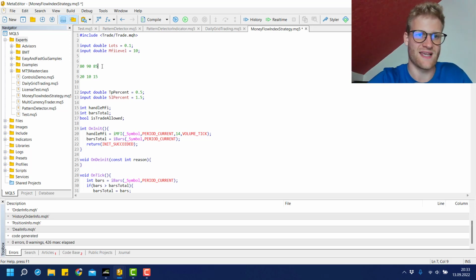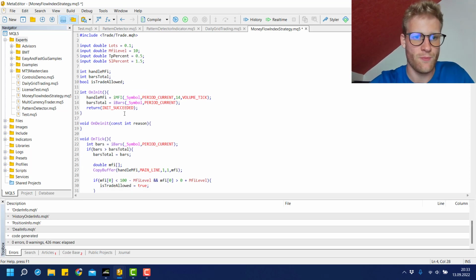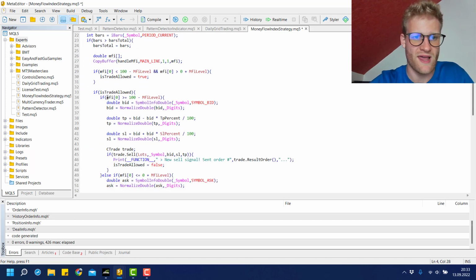So for the buy and sell level, instead of having two parameters, we could have only one and say the sell level is always 100 minus the MFI level, and the buy level is always 0 plus the MFI level. So I only have one parameter now, and the calculation is now like this.